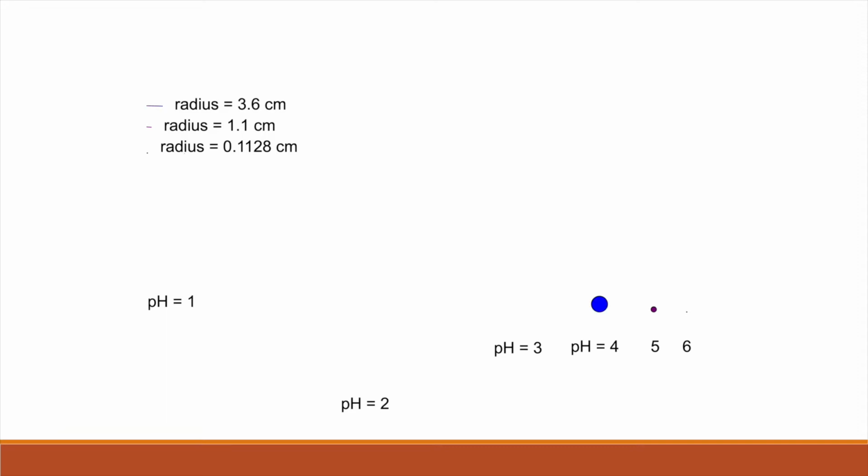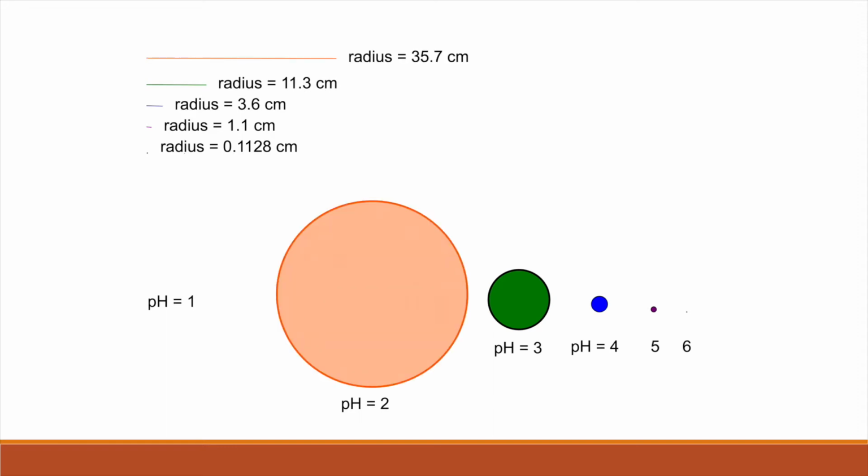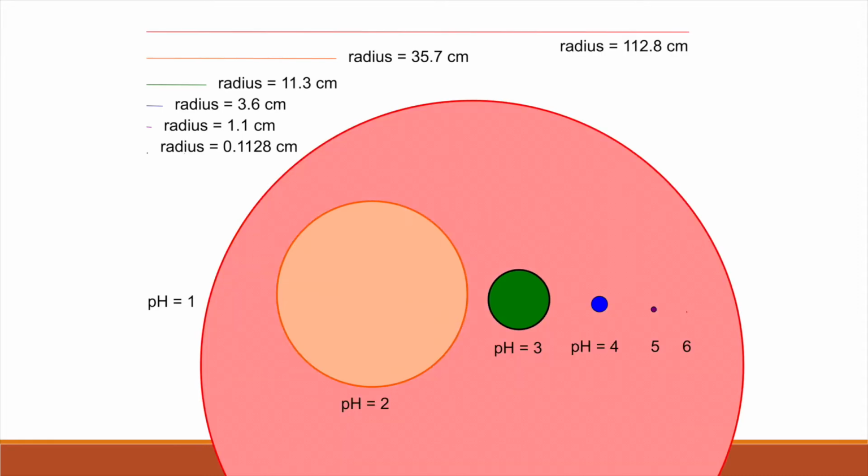pH 4 will be 10 times bigger than that. pH 3 will be 10 times bigger than that. pH 2 will be 10 times bigger than that. And then the grand poobah here, pH 1, right, is 10 times bigger than pH 2. So from pH 6 to pH 1, that's a difference of 1, 2, 3, 4, 5 steps. That's 100,000 times bigger than that literal pH 6 dot.